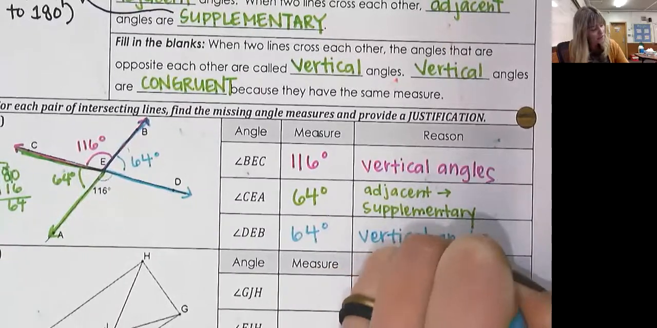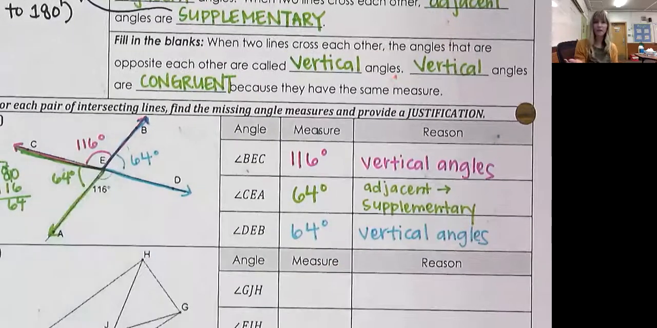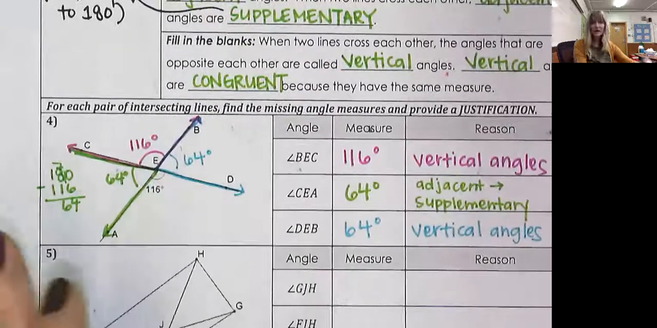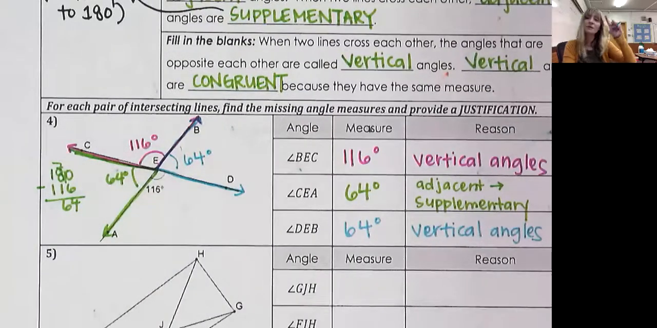I could have also used the adjacent supplementary with this pink to find it. But the main idea here is, if I have 2 lines that cross each other, I only need to know one of the angles, and I should be able to use vertical or supplementary relationships to find all the rest. And I didn't need a protractor at all. Let's try that one more time.